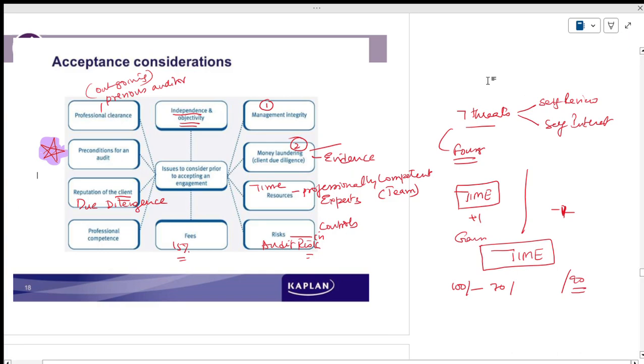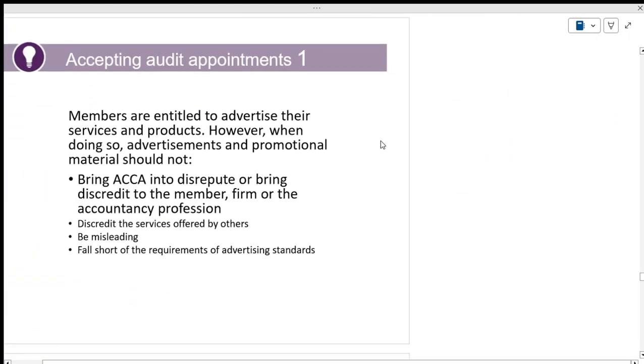Next. Members are entitled to advertise services. This will not be asked, but I will not skip the slide. Members are entitled to advertise services, however, when doing so, the advertisement should not bring ACCA into disrepute or get it discredited. See, when you have qualified in ACCA, you will have your visiting card.